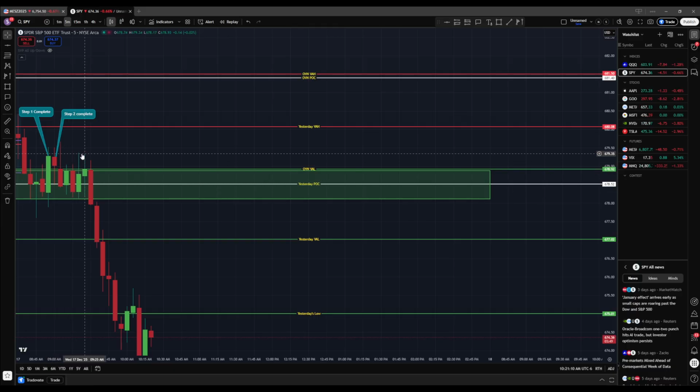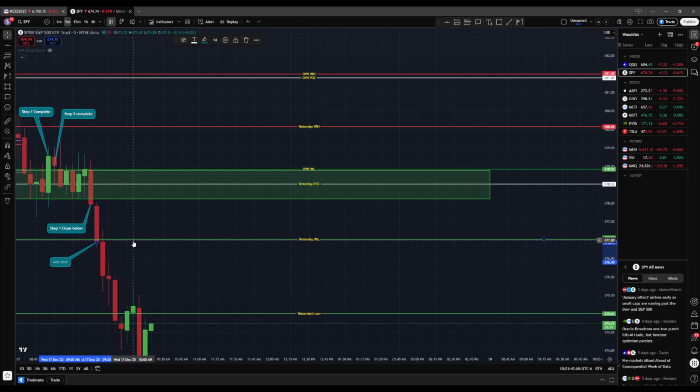We get a few pull outs of the range, wicks out. Wick out, which to me is saying sellers are stepping in right here still, right? They're stepping in, they're defending this area, which is great. And then finally we get step 1. Right here, close. And then we get step 2, which actually takes out one of my take profit areas.